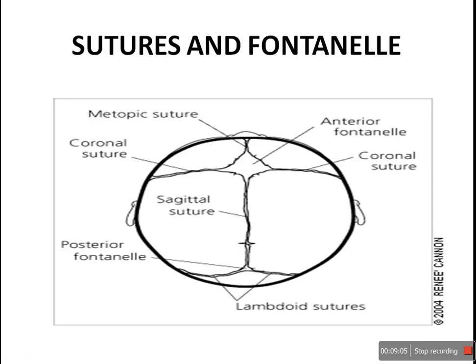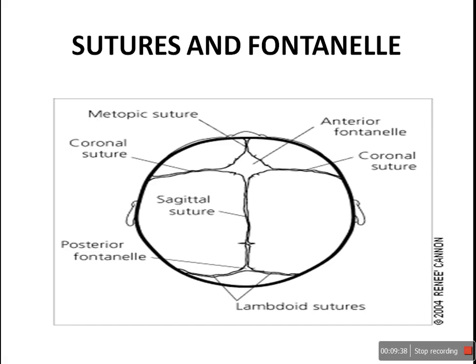Then different sutures and fontanelles. What are sutures? Sutures are the space between two bones. See, this is one bone and this is the other bone. Between these two bones you can see a space. This is called a suture.